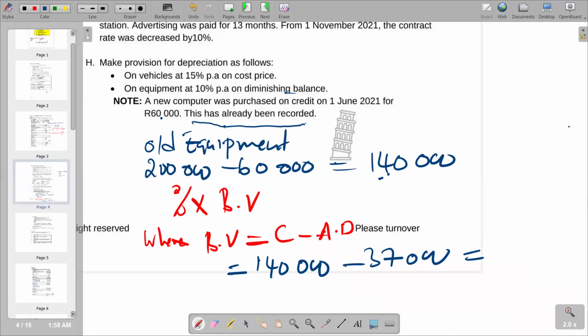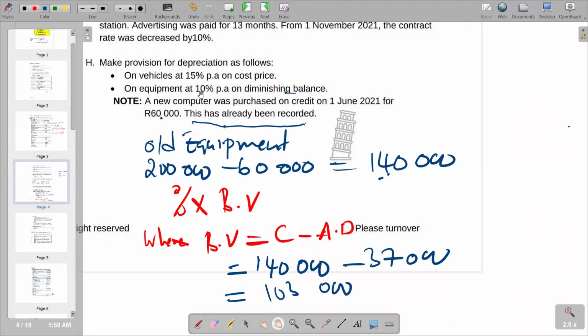So let's try to see what we get. 140,000 minus 37,000. Right. We are going to get our amount as 103,000. So this is our book value, 103,000. So from there, we can now calculate.